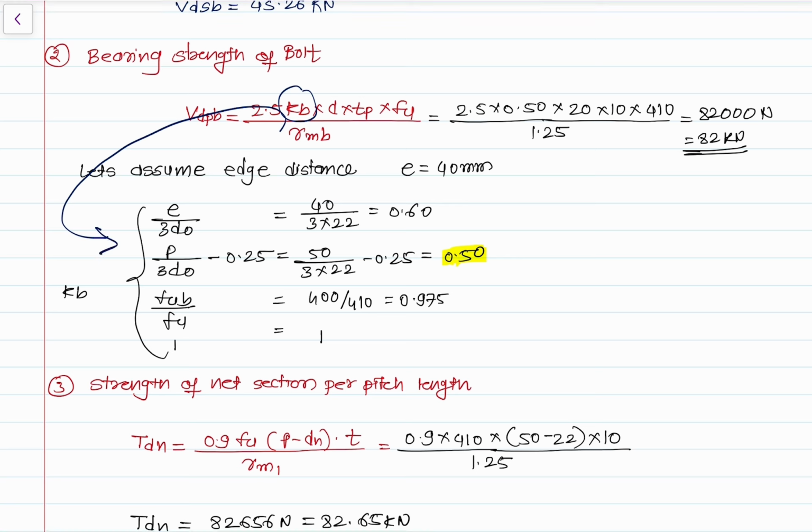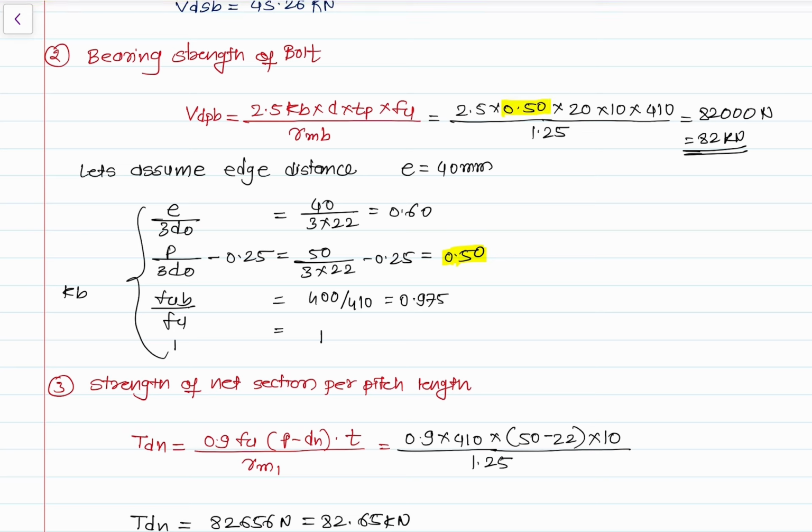E upon 3 DO, P upon 3 DO minus 0.25, FUB upon FU and 1. Now all these four, among which the least value is the value which is referring to the value of kb. So whatever the least value among all these four is the value of kb. So now I'm considering the value of kb as 0.5. So I have 2.5, 0.5 is a kb value, okay.